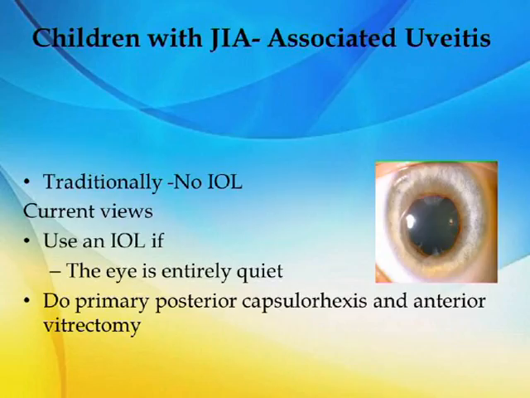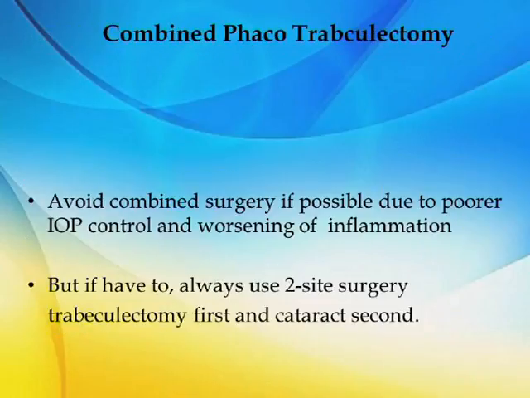Usually for children with juvenile idiopathic arthritis, the traditional thing was no IOL. But the current view is you can use an IOL if the eye is entirely quiet. But here you have to do primary posterior capsulorhexis and anterior vitrectomy. It's better to avoid combined surgery if possible, that is phaco and trabeculectomy, due to poorer IOP control and worsening of inflammation. But if you have to do it, always use two-site surgery, trabeculectomy first and cataract second.